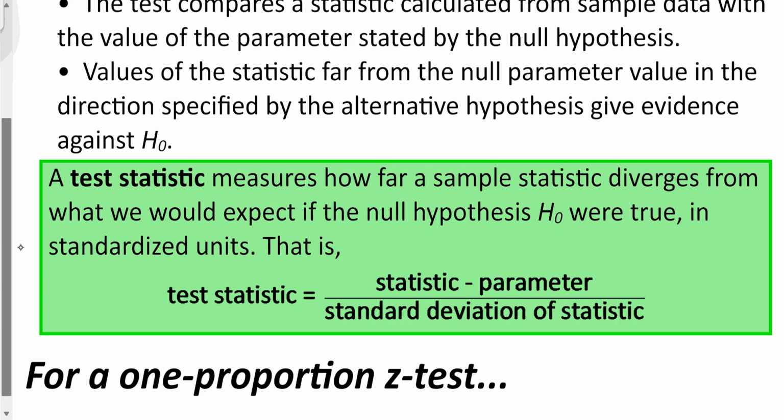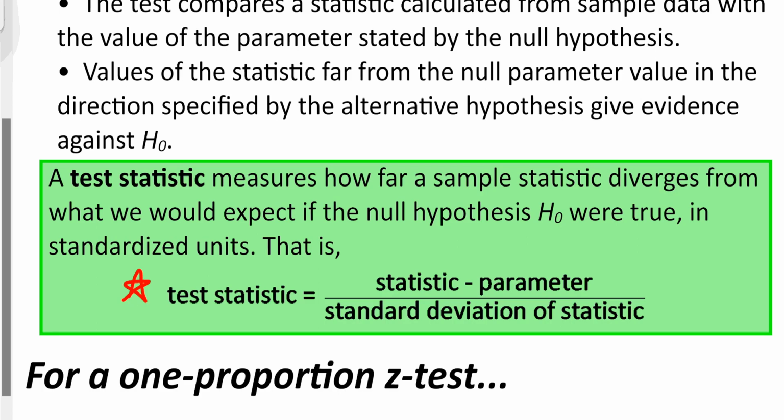And this part right here will be on your formula sheet. It just gives the general idea of a test statistic. We've always been working with z's, right? Z score is the statistic minus the parameter. It could be x bar minus mu. It could be p hat minus p. Divided by the standard deviation, which changes depending on the situation.